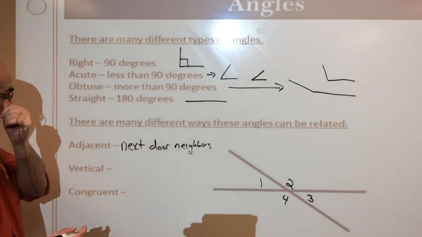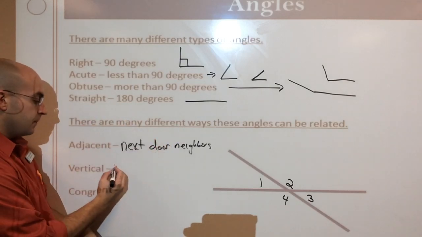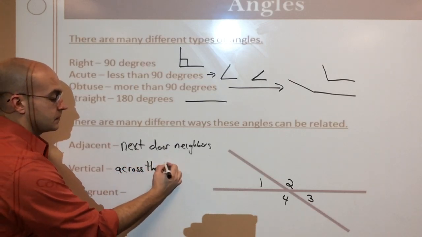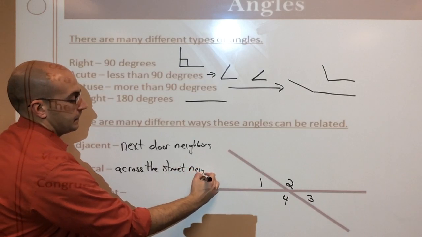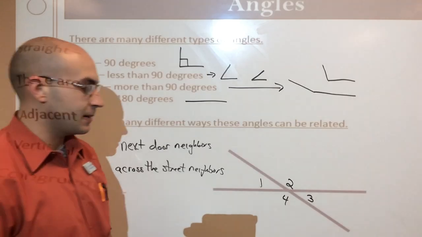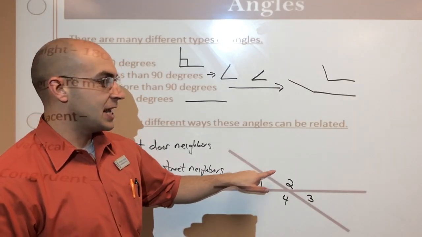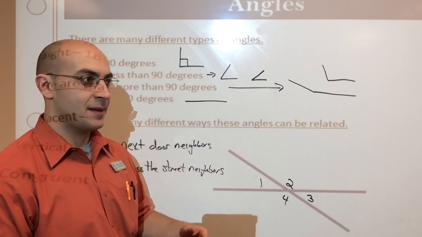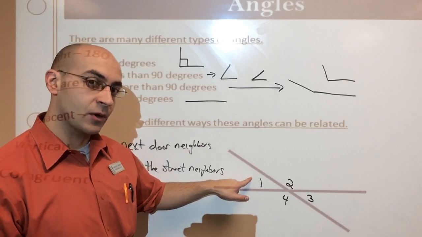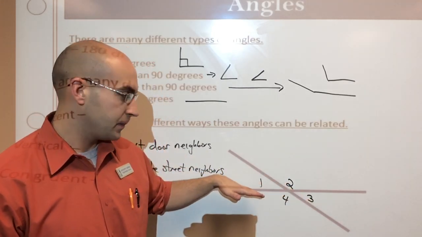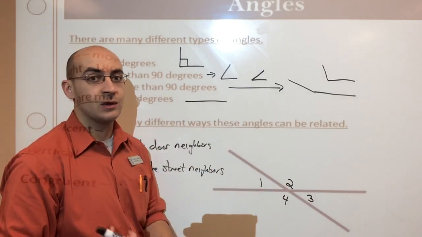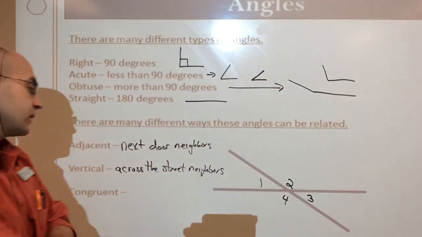Vertical angles. Now, this is the classification that's kind of missing the piece here. Vertical angles are across the street neighbors. Wow, that took a long time to write. Okay, so vertical angles are across the street neighbors. So let's go back to angle 1. Adjacent can't be vertical, because you can't be both a next door neighbor and an across the street neighbor. The only vertical angle to 1 is 3, because they are across the road from each other. For angle 4, 2 is across the street, because you have to actually cross over to get there. They wouldn't be right next door to you.